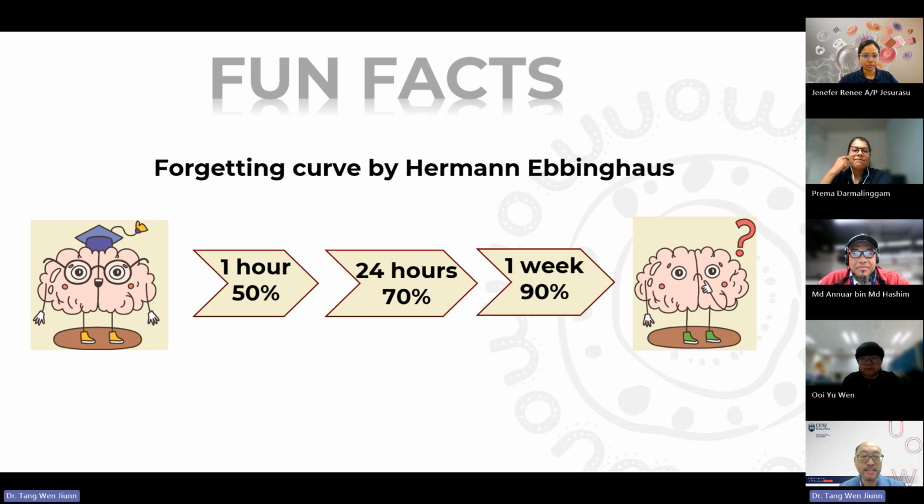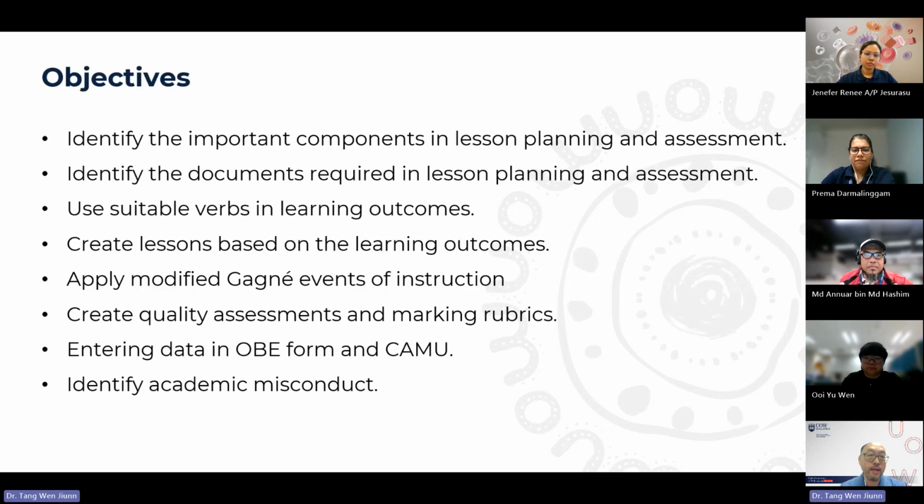All right, so let's look at the objectives of today's session. We are looking at important components in lesson planning and assessment, identify the documents required in lesson planning and assessment, use suitable verbs in learning outcomes, create lessons based on learning outcomes, apply modified Gagne's events of instruction, create quality assessment and marking rubric, entering data in OBE form and CAMU, and lastly, identify academic misconduct.